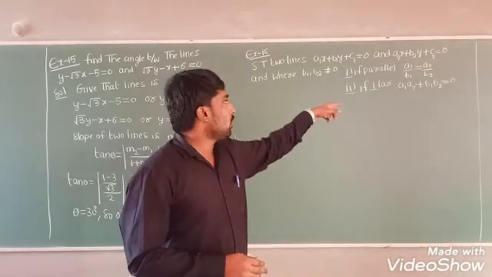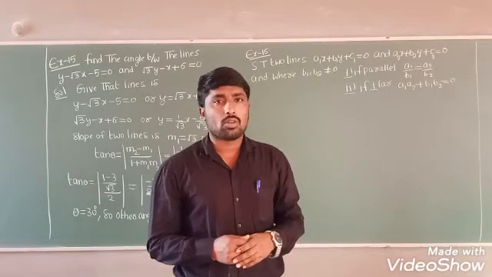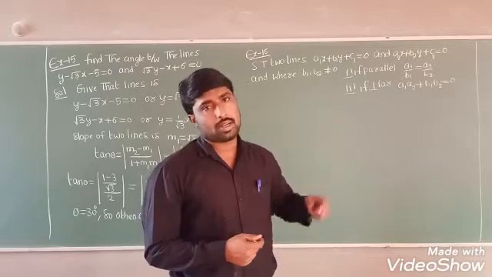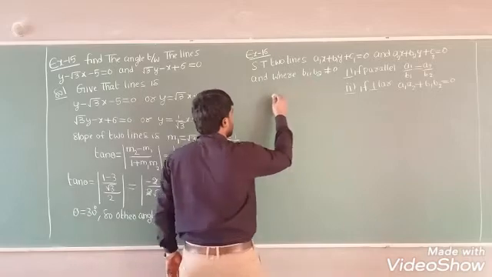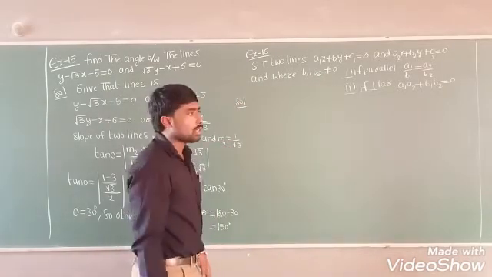Okay. And if two lines are perpendicular, what is the condition? m1 m2 equal to -1. So by using those two conditions, I have to find that relation. Okay. Is it clear, everyone? So first of all, you have to convert these lines into y equal to mx plus c representation.